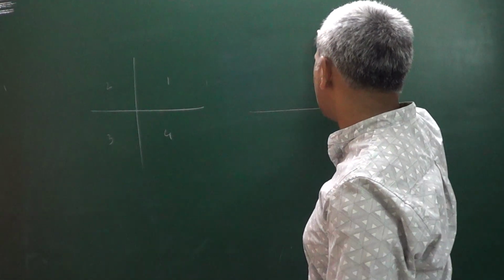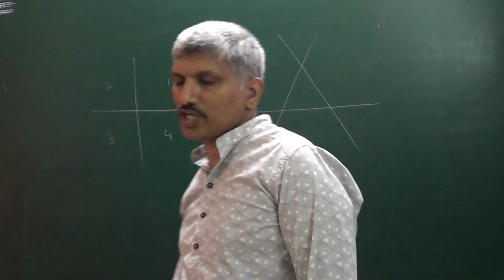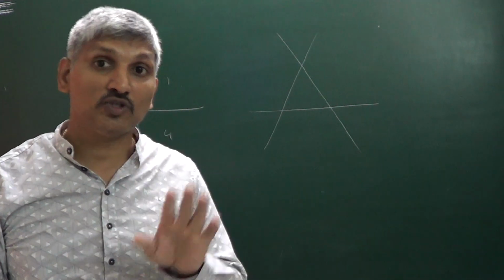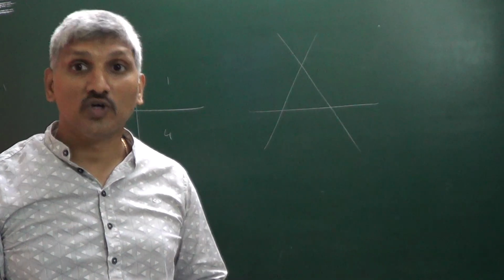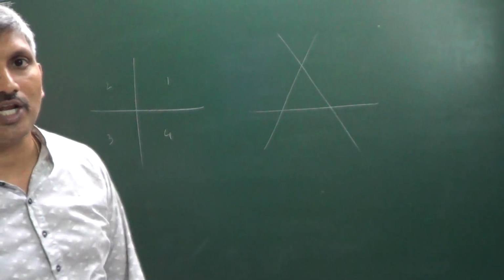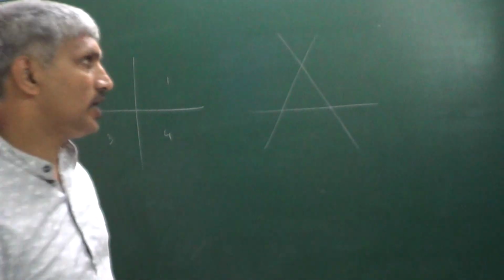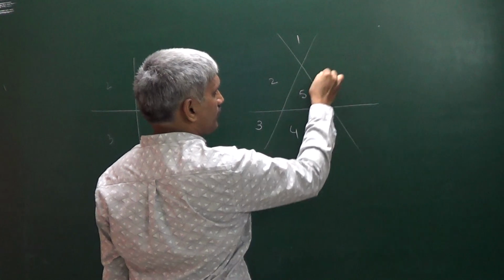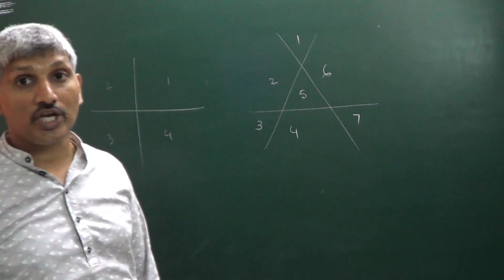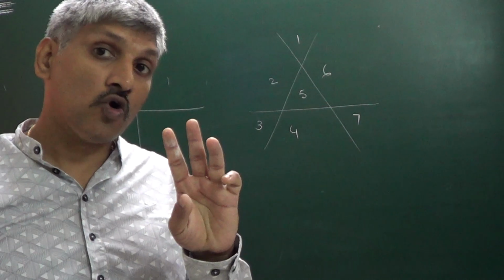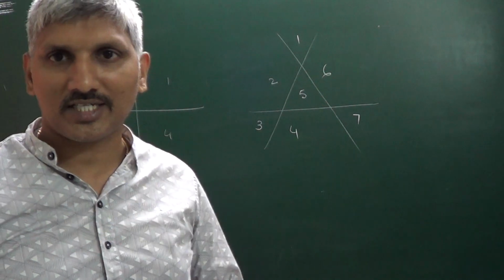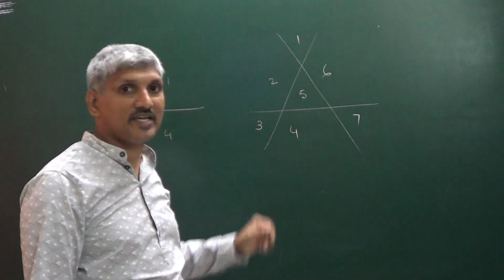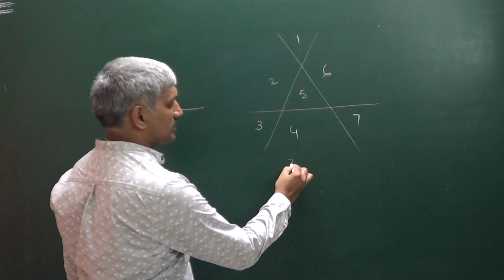Now these are 3 lines. Whether you observed or not, the 3 lines are in such a way that they are not intersecting at one point. That means those 3 lines are not concurrent. Now these 3 lines divide the plane into how many parts? This is 1, second part, third part, 4th, 5th, 6th, 7th. So out of these 3 lines, no 3 lines are intersecting at one point. The number of parts the plane is divided into is 7.